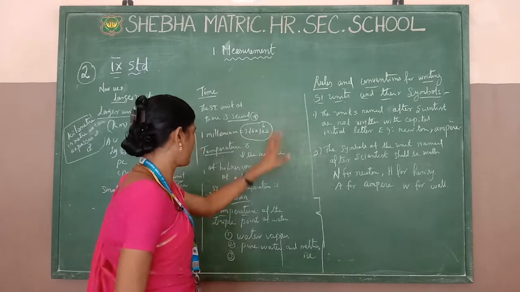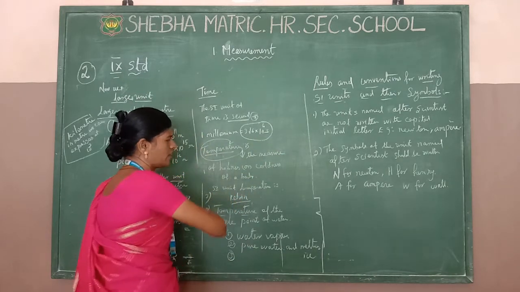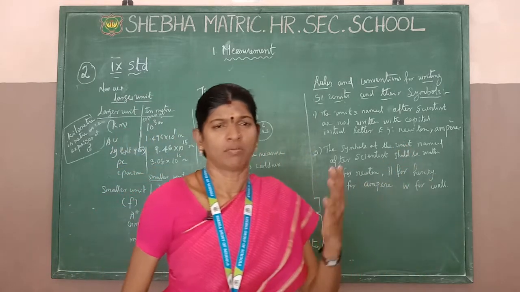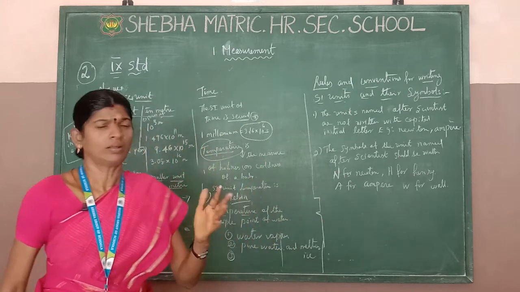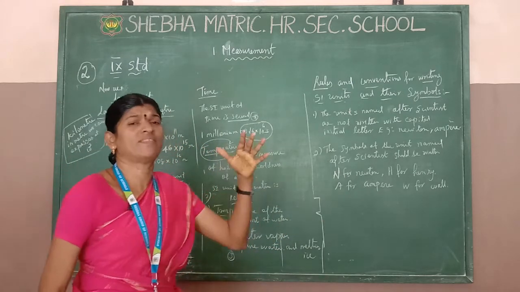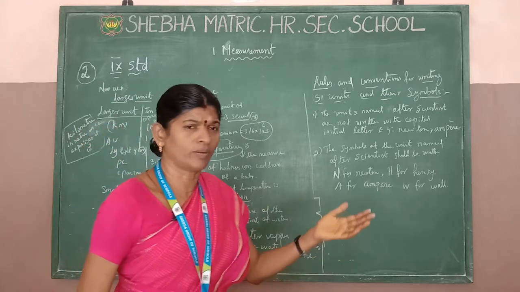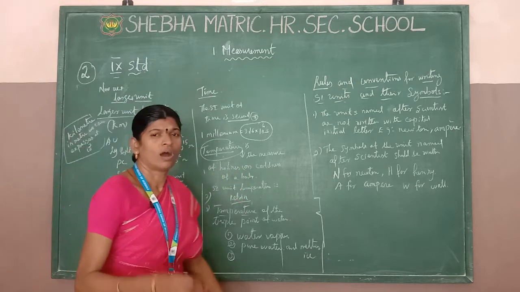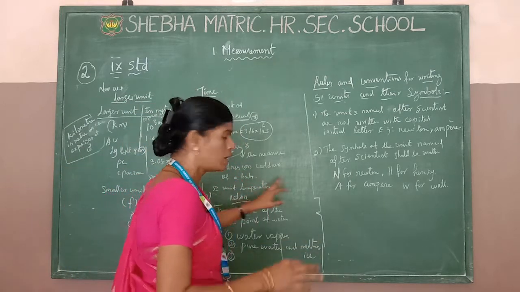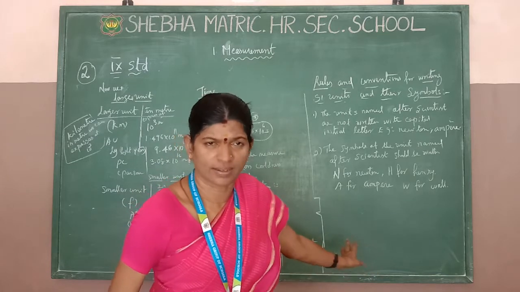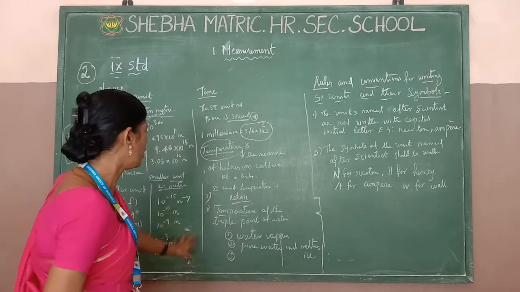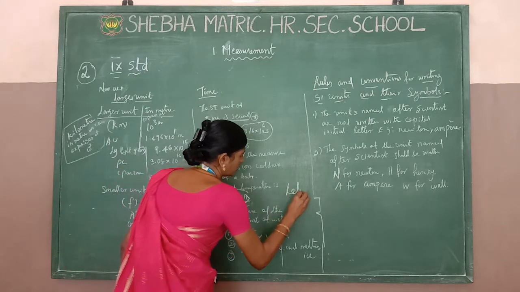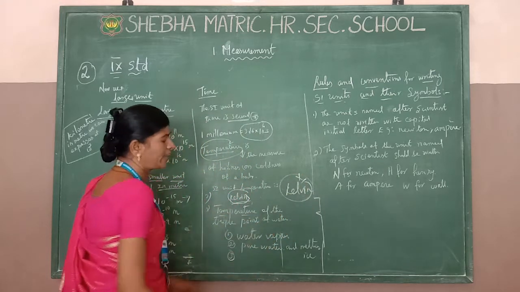Okay. Next, what is temperature? Temperature, time, mass, length, breadth and so on, you studied in the previous classes, 6th to 8th standard. Temperature is the measure of how hot or cold a body is. How is it measured? In Kelvin.